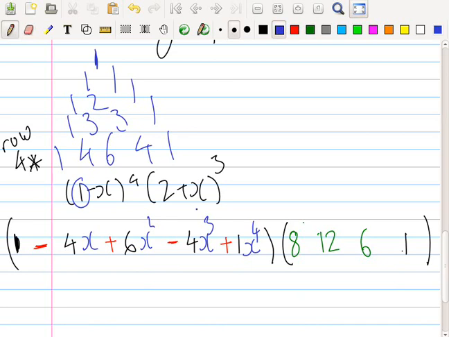Now I take the x, started at the back. So x cubed, and then what's next? x squared, and then x. And because it's plus, plus.